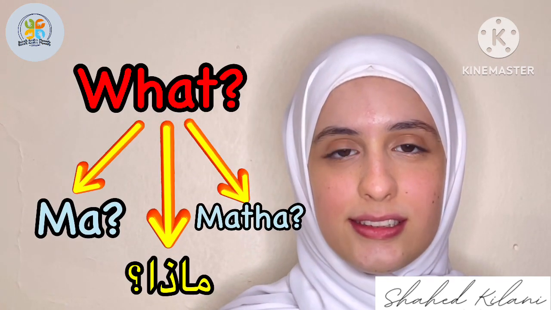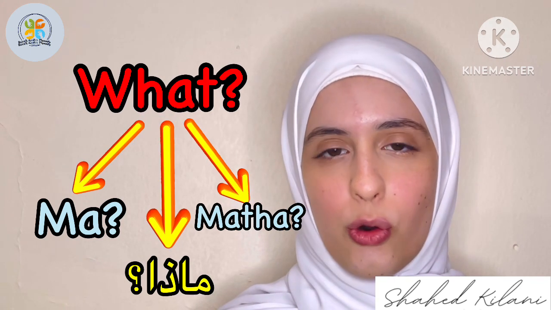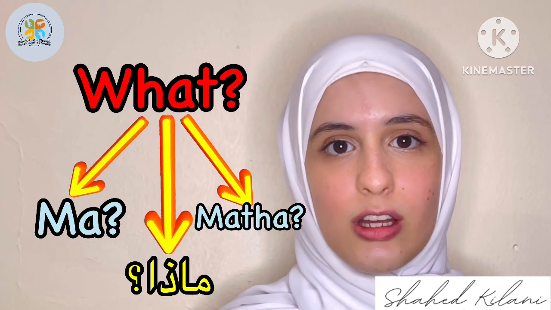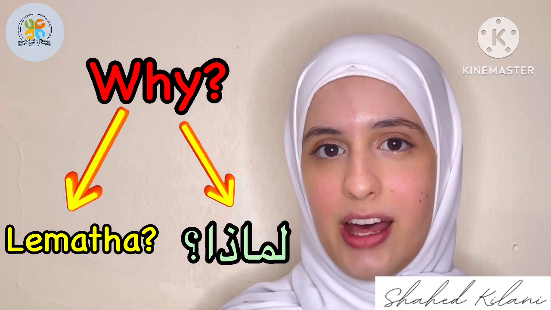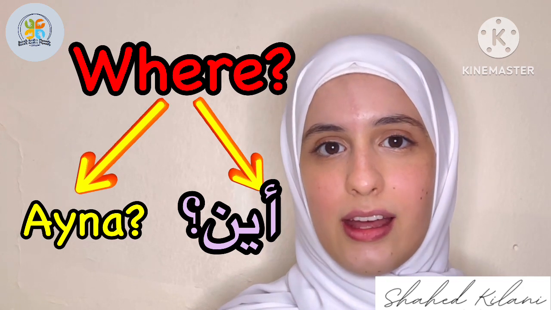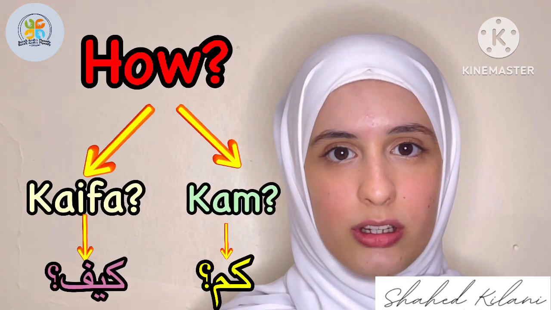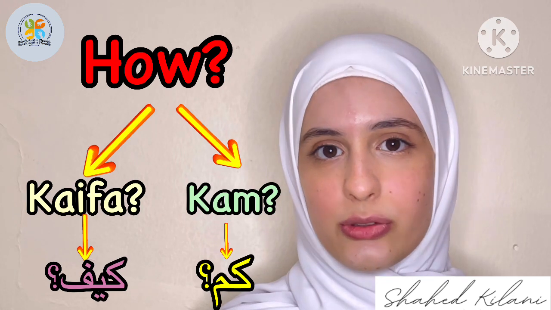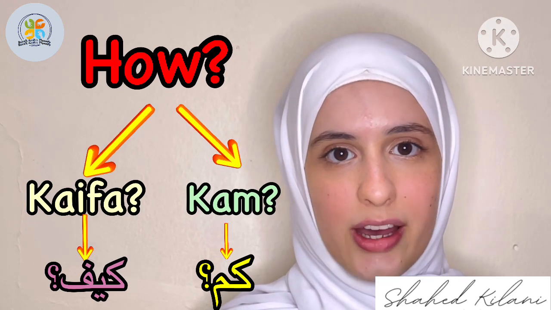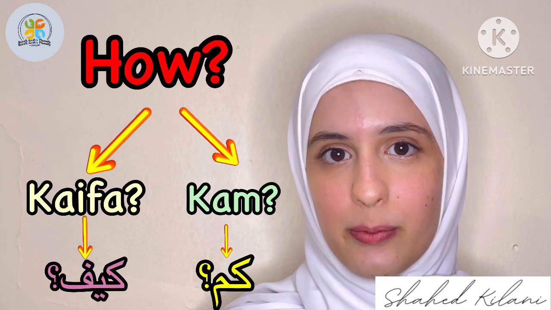Let's revise what we took today. What, ما or ماذا, who, من, why, لماذا, where, أين, and the last one is how, كيف. But when you want to use it to ask about the quantity, age or price, you use كم.